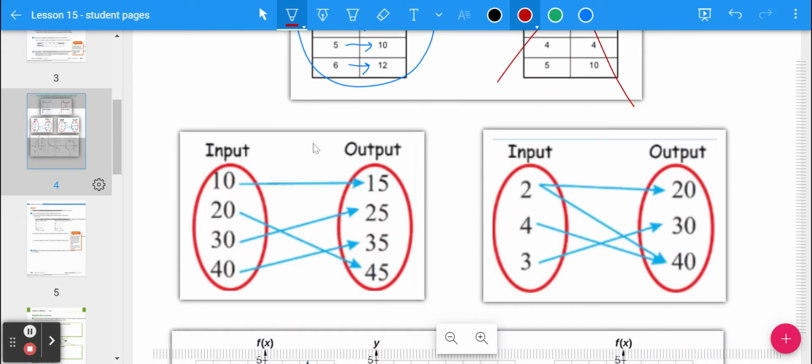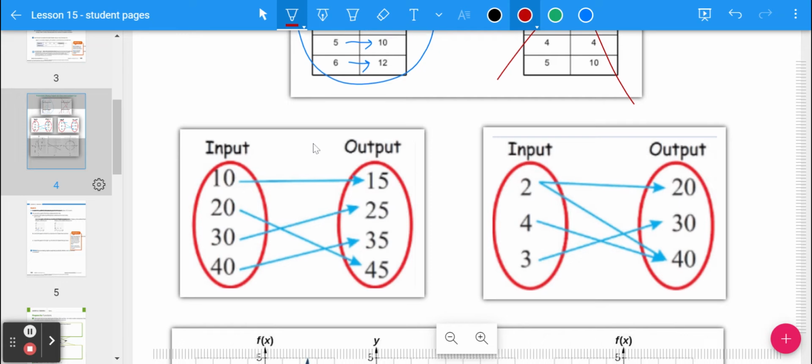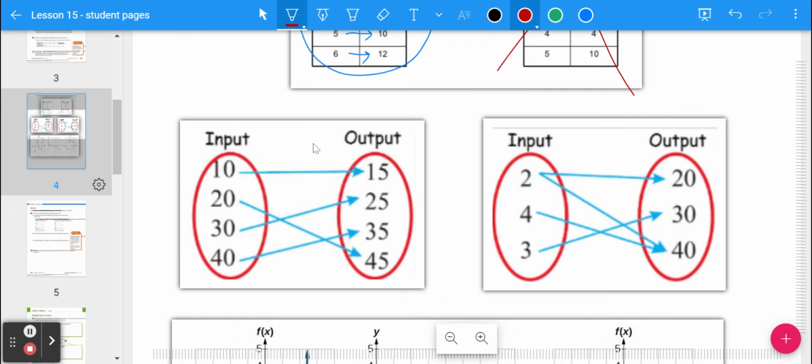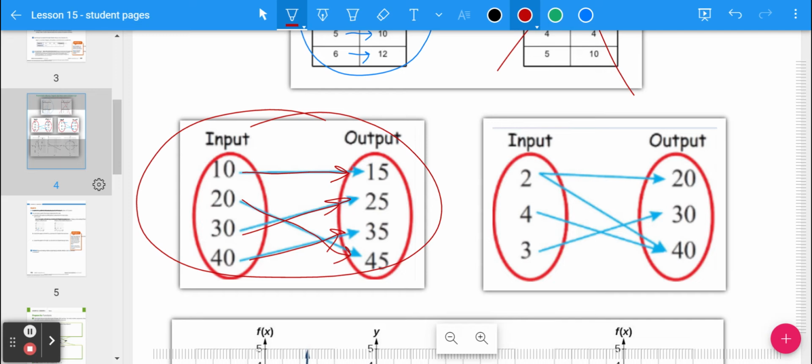These are mapping diagrams, where it maps the input to the output. If you see here, 10 has one output, 20 has one output, 30 has one output, 40 has one output. This is a function. Whereas this one is not, because look at right here, 2 goes to 2 different outputs. You can input 2 and get 2 different results. That is not a function.